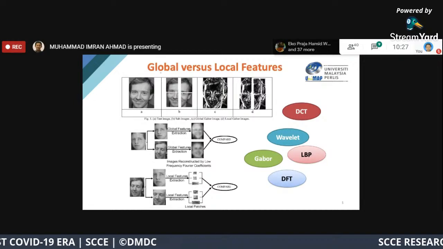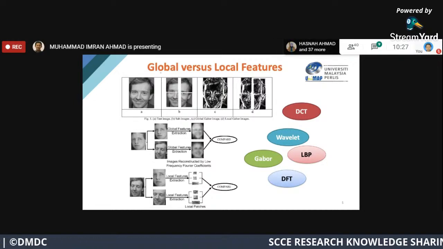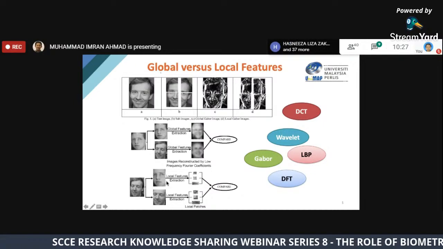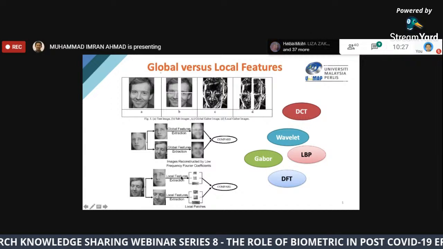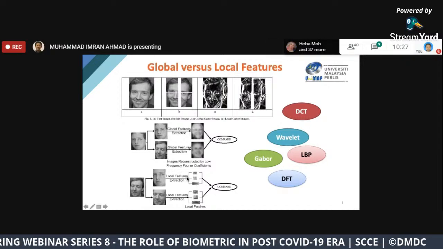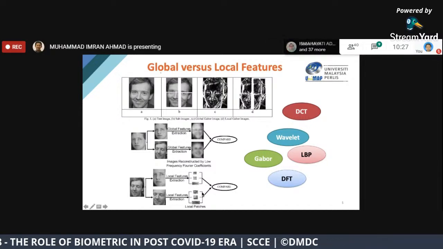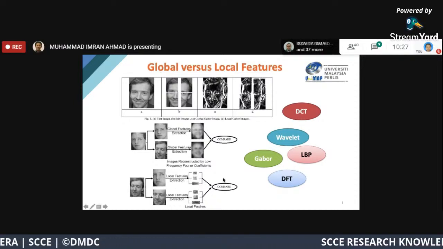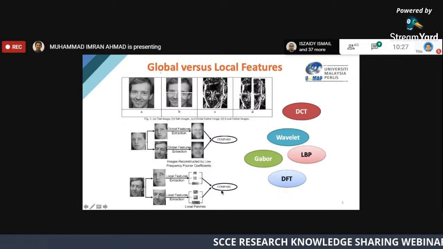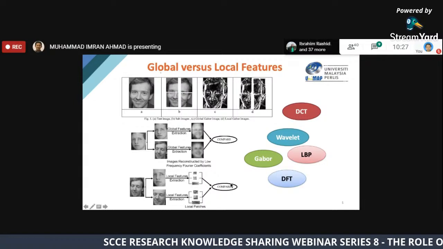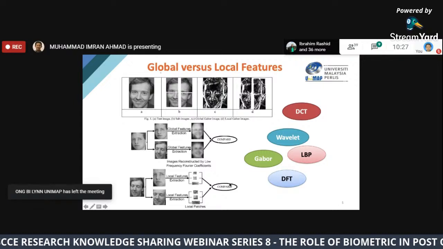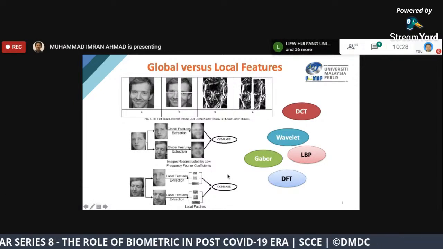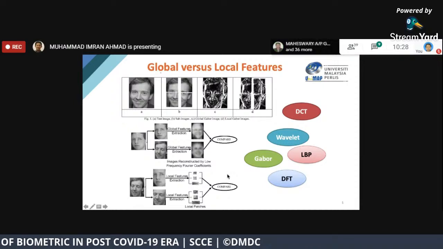When we have local features, we need to do the same thing. When we have the input image here, we need to use feature extraction that is specific for local features. This is the local features that we manage to extract from the image, and then we use classification techniques to perform recognition. After this, I will show you one or two classification techniques that are very popular in a biometrics recognition framework.